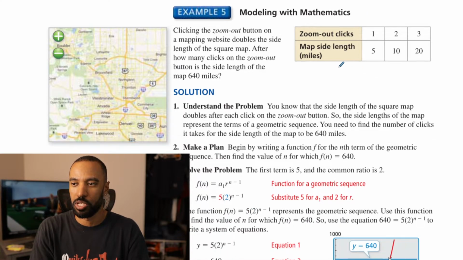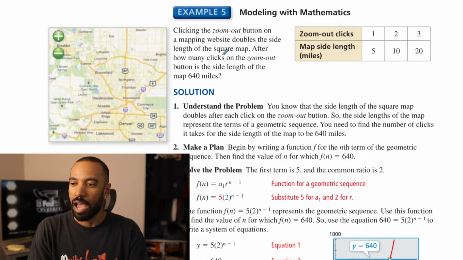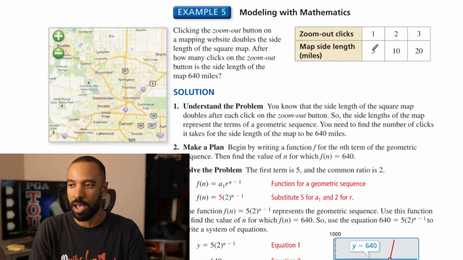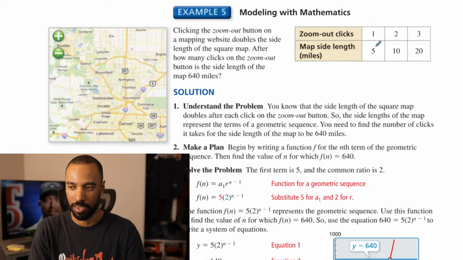Let's take a word problem and see what they have to say. Clicking the zoom out button on a mapping website doubles the side length of the square map. Yeah, I believe that. After how many clicks on the zoom out button is the side length of the map 640 miles, given that it begins at 5 miles, is how they're saying it. 1 zoom out click, 5, etc.